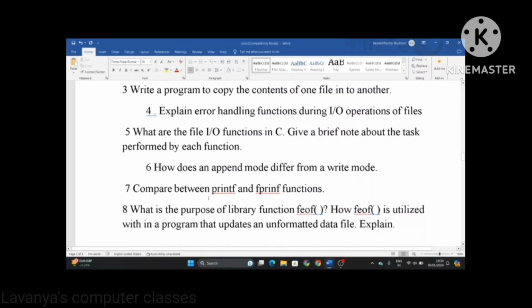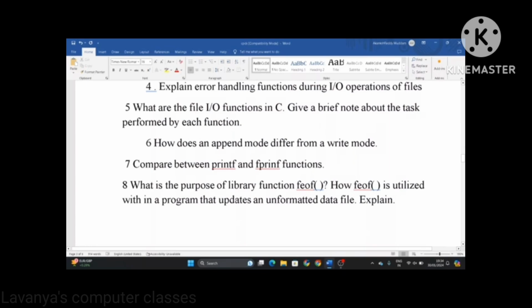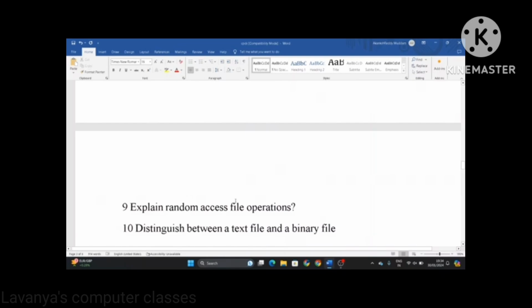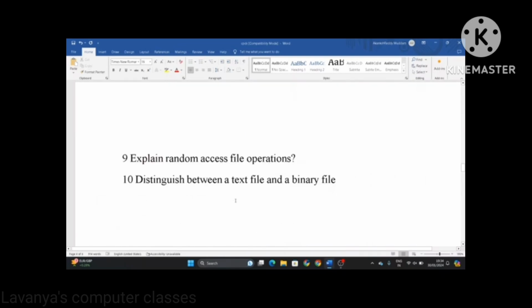Next question is compare between printf and fprintf functions. What is the purpose of library function feof? How feof is utilized within a program that updates an unformatted data file? Explain. Next question is explain random access file operations.